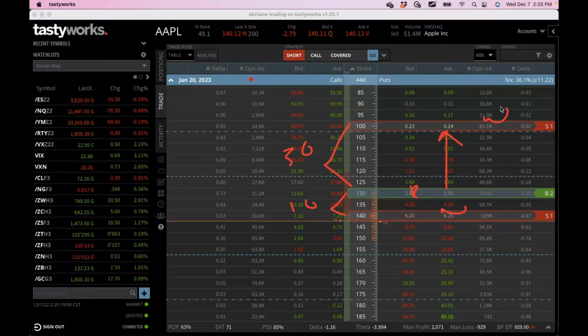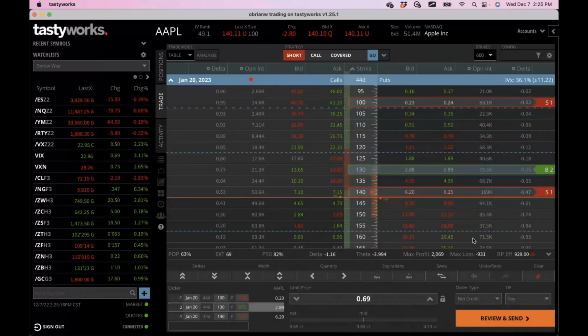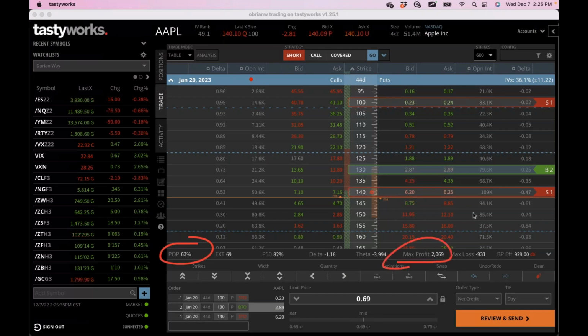And so the broken wing butterfly, you can set it up to be a very high probability trade. You can set it up to be a lower probability trade. In this case, you have a 63% chance of winning on this trade, and you have the potential to make as much as 2,000, and you can lose as much as 931, as you can see here.